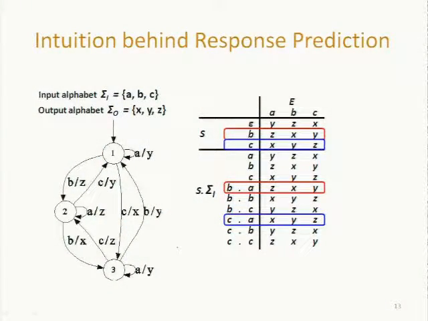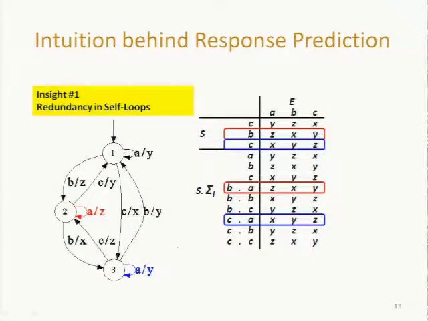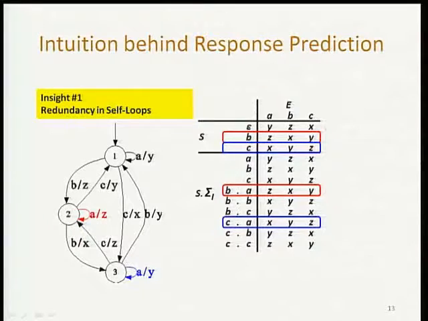So the basic idea behind response prediction is as follows. In this state machine, for instance, we have two self loops, the red one and the blue one, represented by red and blue state distinguishing vectors. Now you can see that the response in the upper part of the table is exactly the same as in the lower part of the table. So the question is, can we actually use that insight to predict responses and therefore save these two queries, red and blue?